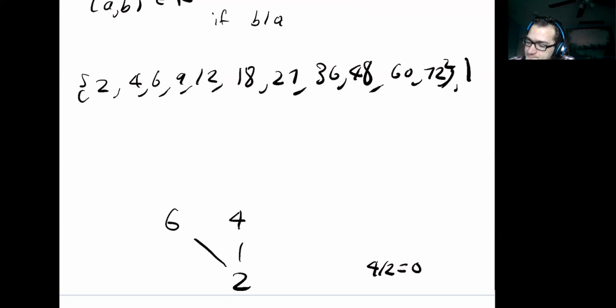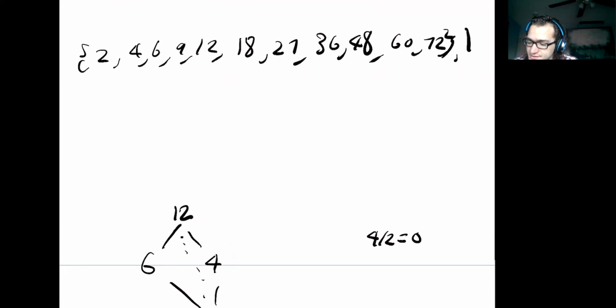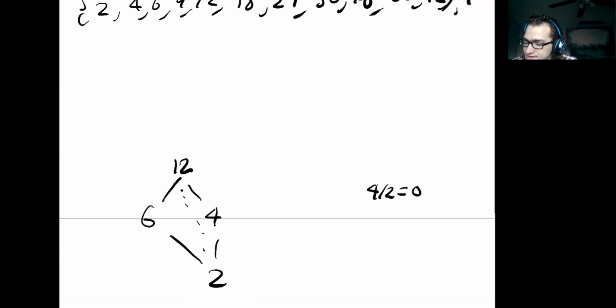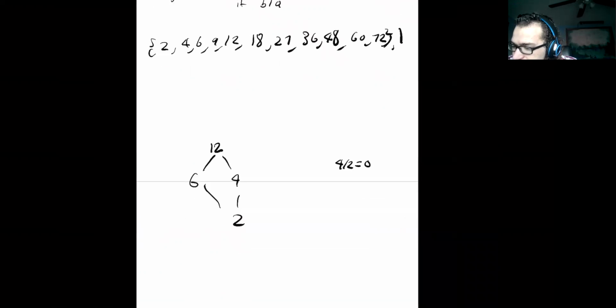I know that 6 and 4 both divide 12. And so I won't draw a separate arrow from 2 to 12, even though that exists implicitly with this relation. So I'll just leave that as implicit and not actually write that in with the Hasse diagram. And then we have 2, 4, 6, 12, 9. We don't have that related to anything quite yet.